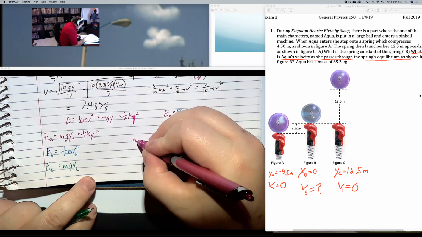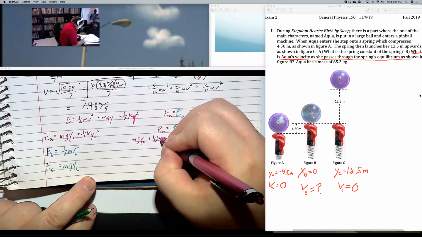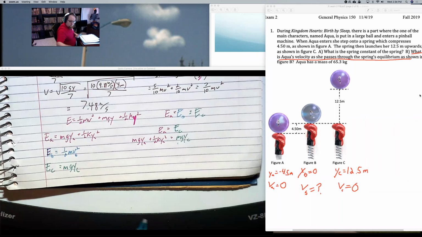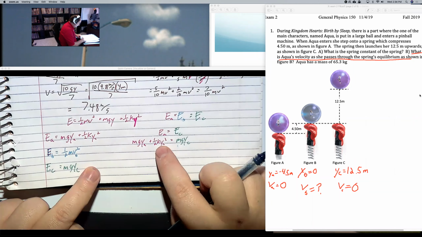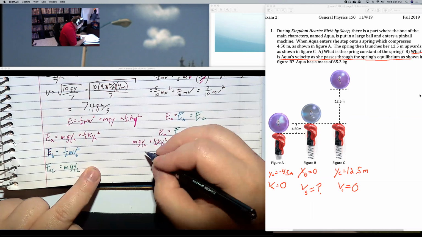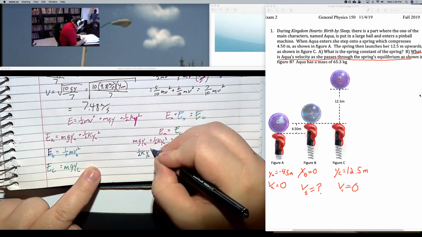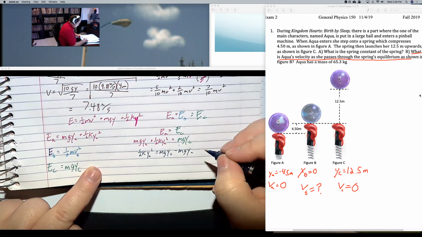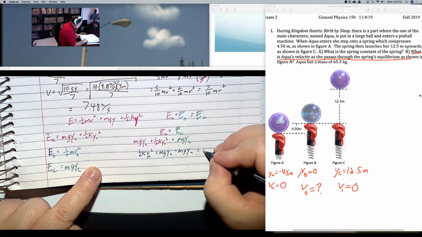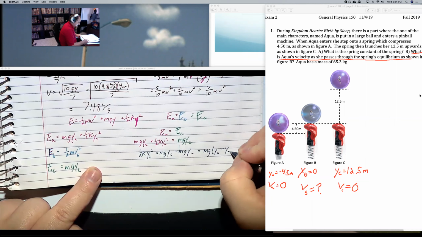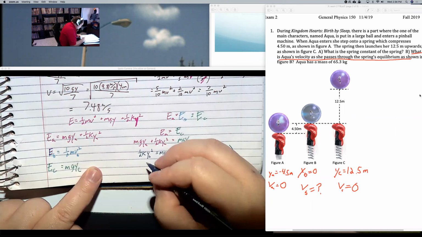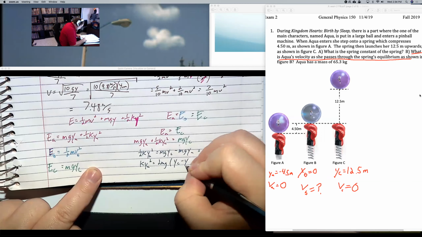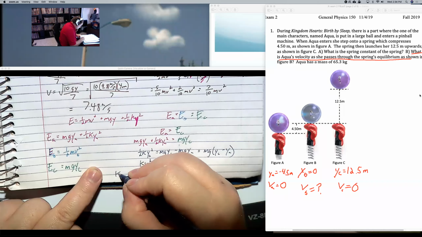I'll just say mgya plus 1/2 kya squared equals mgyc. If I want to solve for k, I'll subtract mgya from both sides. I like to factor out my mg's, although that step is not necessary. I'll then multiply both sides by 2, and divide both sides by ya squared.